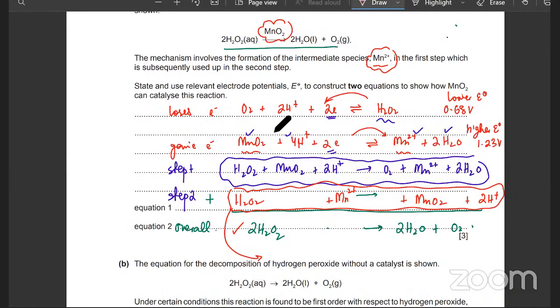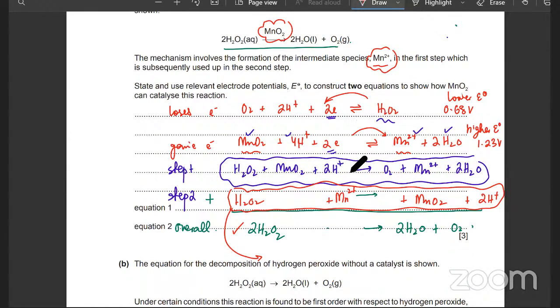What we did was, he gave us information about the first step. So we figured out the first step. He gave us information that MnO2 was turning into Mn2+. So I figured that out, MnO2 turning into Mn2+. I found that equation. And I know that if it is gaining electrons, then H2O2 is the one that must be losing electrons. So I made up the first step.